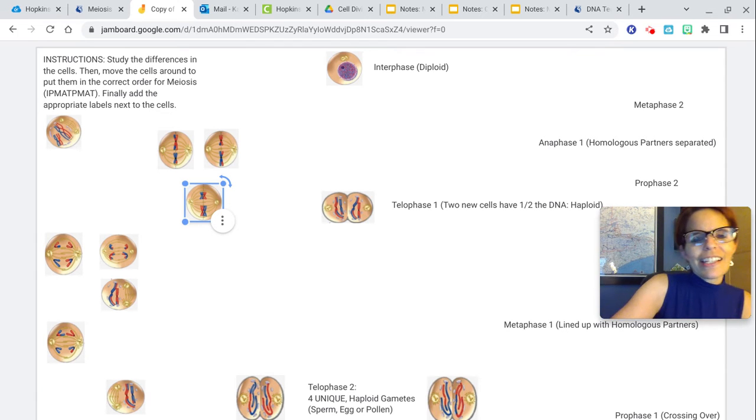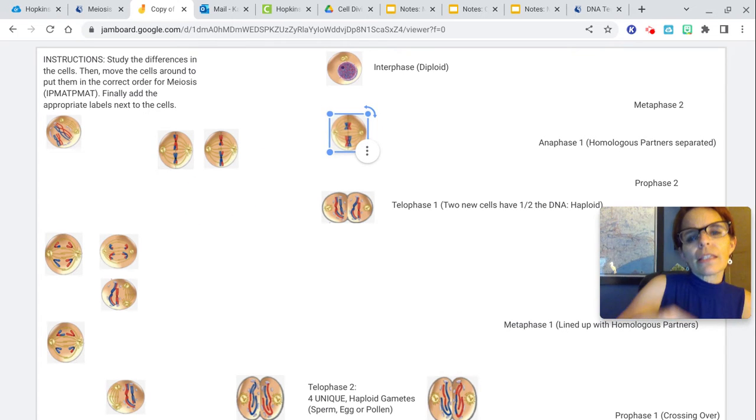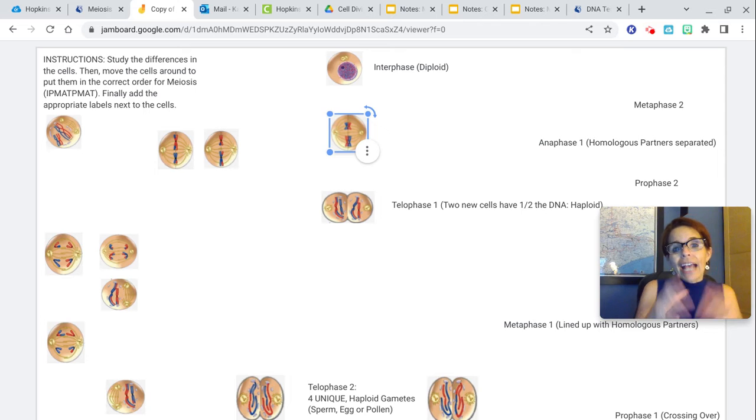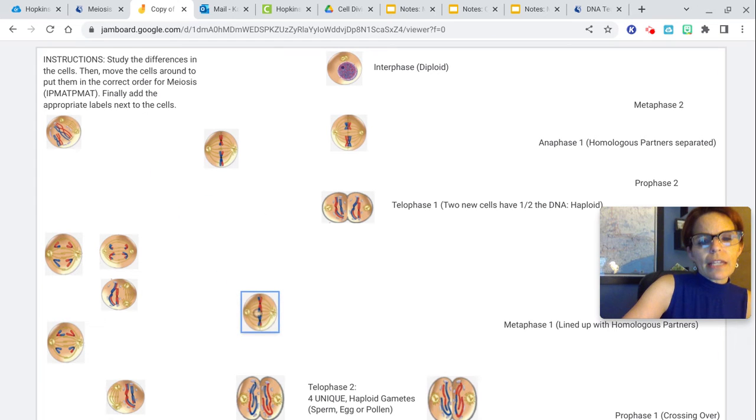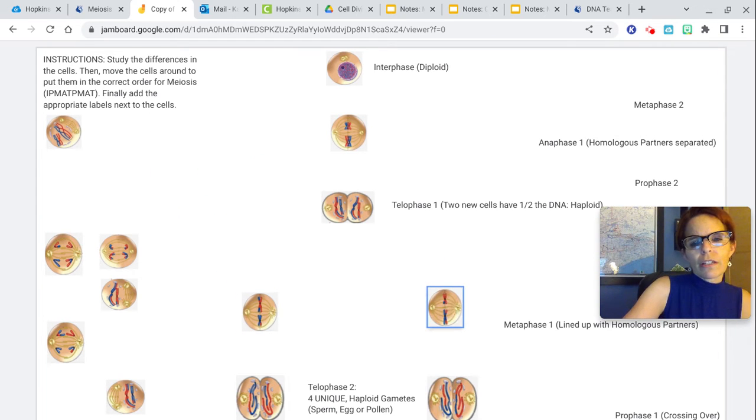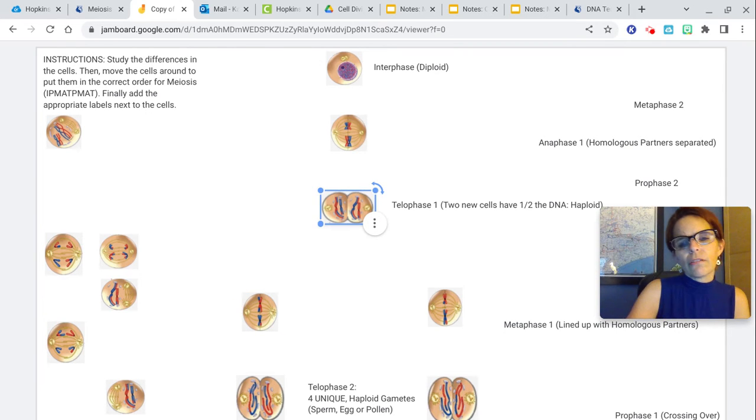So I'm going to guess that this one goes up here, that this is metaphase at the beginning, and then the chromosomes were separated from each other into the other cells. So I'm going to say maybe these go down here across from each other. So this cell on the left became this cell here, and this cell on the right became this cell over here. Okay, well, I'm going to go with that and see what we can do. So those are my metaphases.